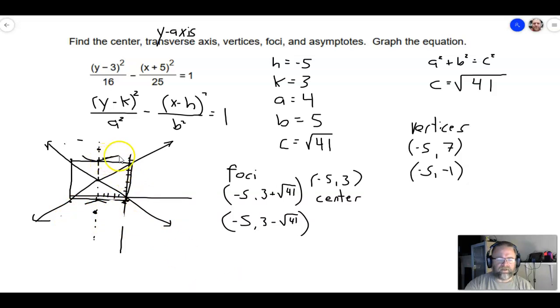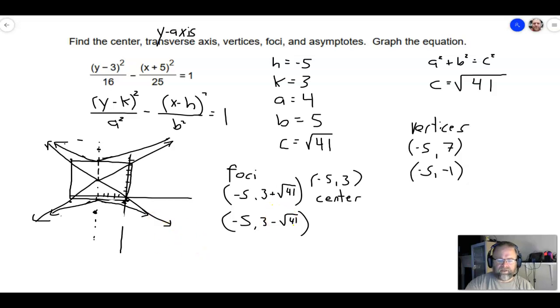So this one here is just going to go this way, following this asymptote. This one's going to go that way, following that asymptote. This one's going to go this way, following this asymptote. And this one's going to go this way, following this asymptote.